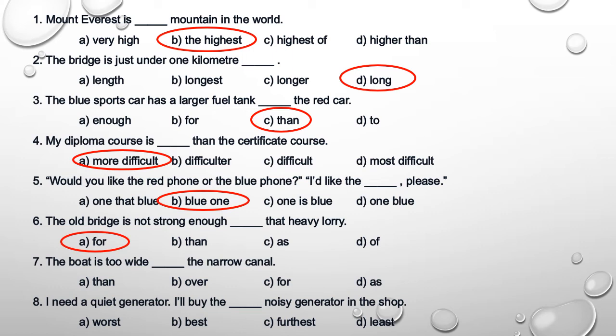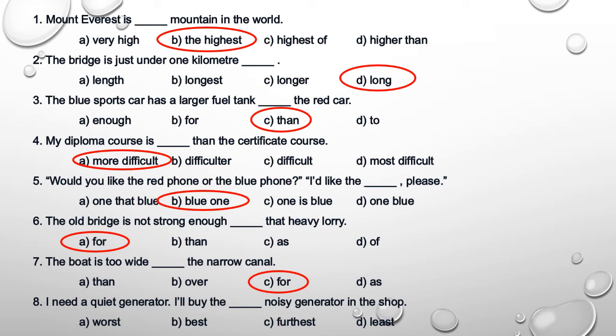Number 7, the boat is too wide for the narrow canal. The boat is bigger than the canal, right? So we say the boat is too wide for the narrow canal. Too wide for. And number 6, not enough for. We have 2 expressions. Not enough for or enough for, and we have too wide for.